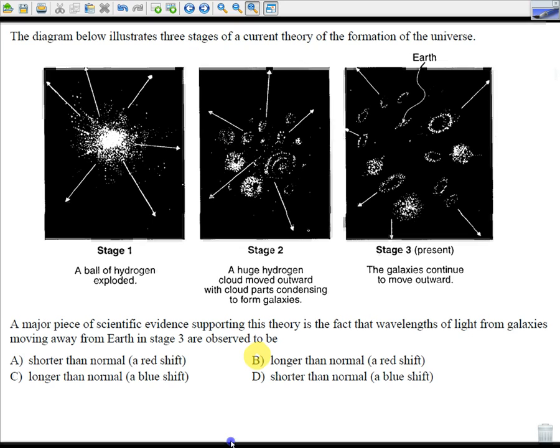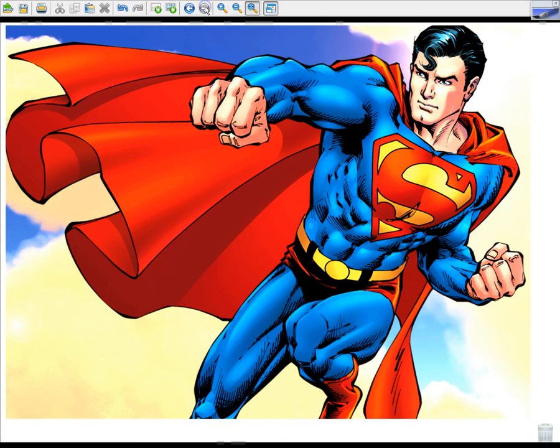So as a quick little summary, Superman: if you saw him flying towards you, you'd see mostly blue shift, and if he was flying away, you would just see the red of his cape, or what would be known as a red shift.